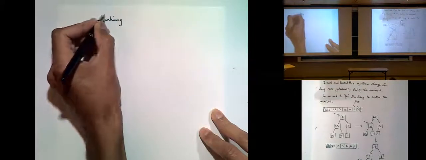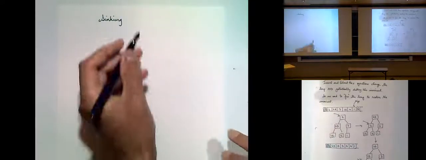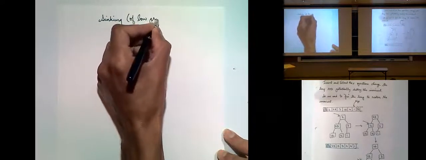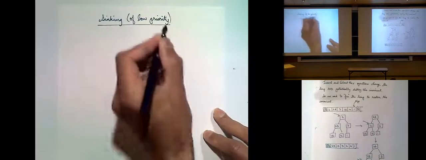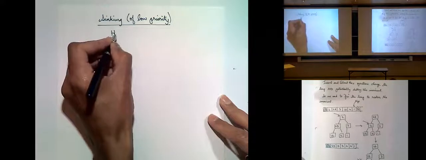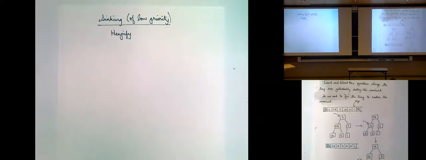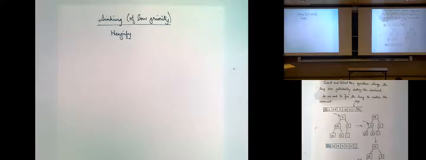So let me keep this picture up here, and then let me now start doing a little bit of writing. There are two names given to this. This is sometimes called sinking, because if you think about what's happening here, a low priority key sinks to the bottom. So sinking of low priority. And in CLRS, the textbook, this function is called heapify. So let me explain how this goes. I'm just going to call this sink, although in my code, the way I've written it, I'd call it heapify. But they're both the same thing.